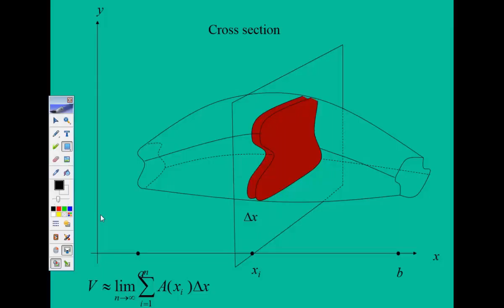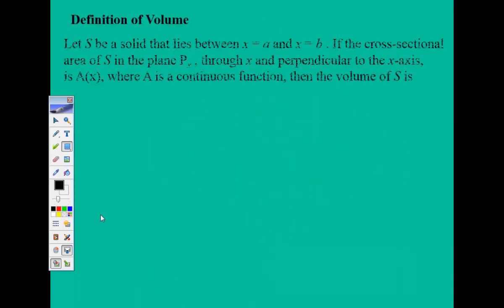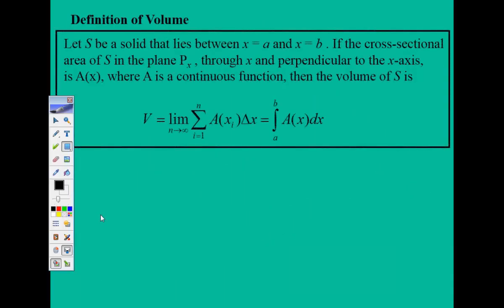Now we know this is the definition of an integral if we take the limit as n goes to infinity. So if we can find the area of the cross section, we could just integrate from A to B that cross section, and we would find the volume of this loaf of bread. So the key in these types of problems is to be able to find the area of your cross section. And that can be the challenge at times. So this is the definition of volume.